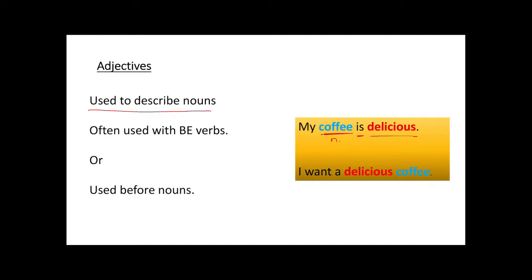Also, sometimes we use the adjective before the noun. I want a delicious coffee. Fakhra is a kind student. Jamila is a clever student. So sometimes the adjective is coming before the noun.